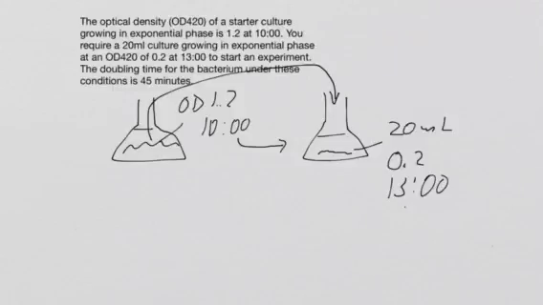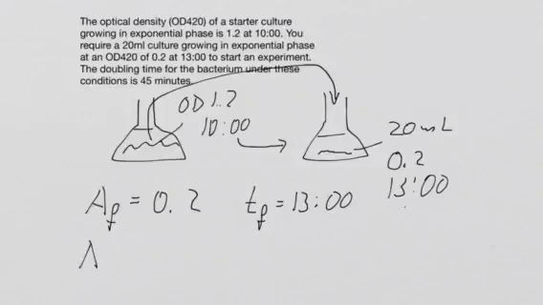So what we know is that we have our final absorbance, A final equals 0.2, and the final time is 1300 hours. And we want to know, since this is a logarithmic growth curve, what is the initial concentration at the starting time, and this is 10 o'clock. So this is basically what we have.